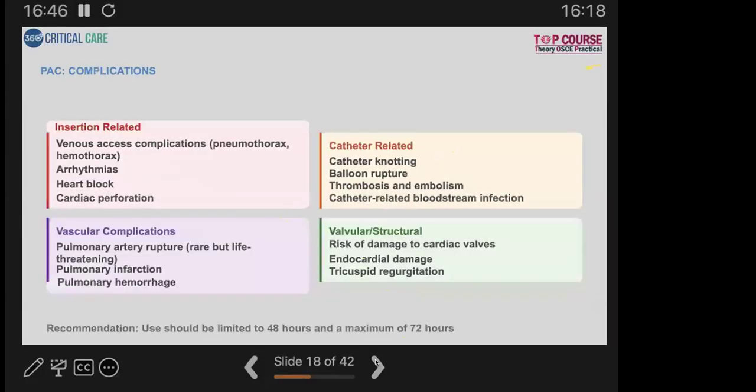What are the common complications associated with the pulmonary artery catheter? Insertion-related: venous access complications, arrhythmias, heart block, and cardiac perforation can happen. With respect to the vessel, there could be pulmonary artery rupture, pulmonary infarction, and pulmonary hemorrhage. With respect to the catheter, there could be catheter knotting, balloon rupture, thrombosis, embolism, and catheter-related bloodstream infections. With respect to the cardiac structures, there is risk of damage to the cardiac valves, endocardial damage, and tricuspid regurgitation could happen. So the ideal time to keep the pulmonary artery catheter would be 48 hours to 72 hours maximum.